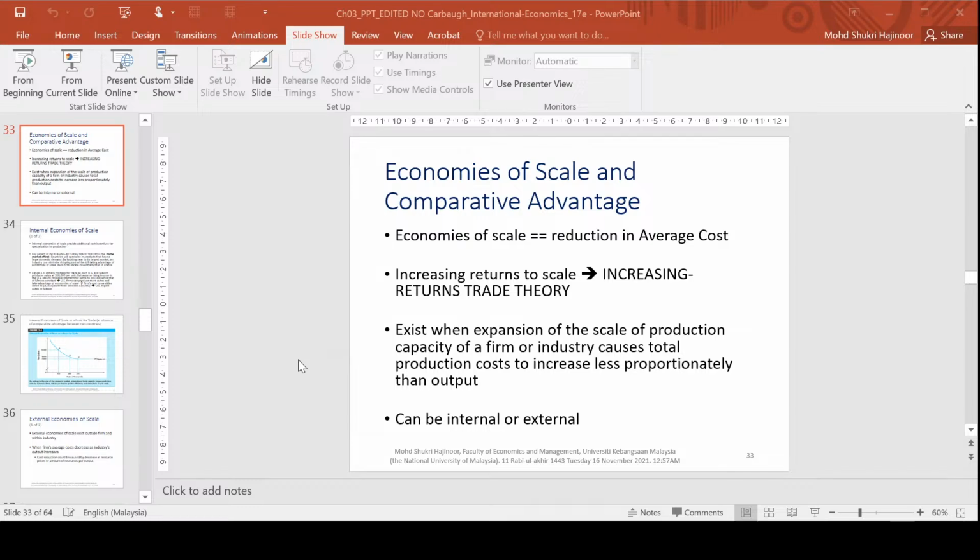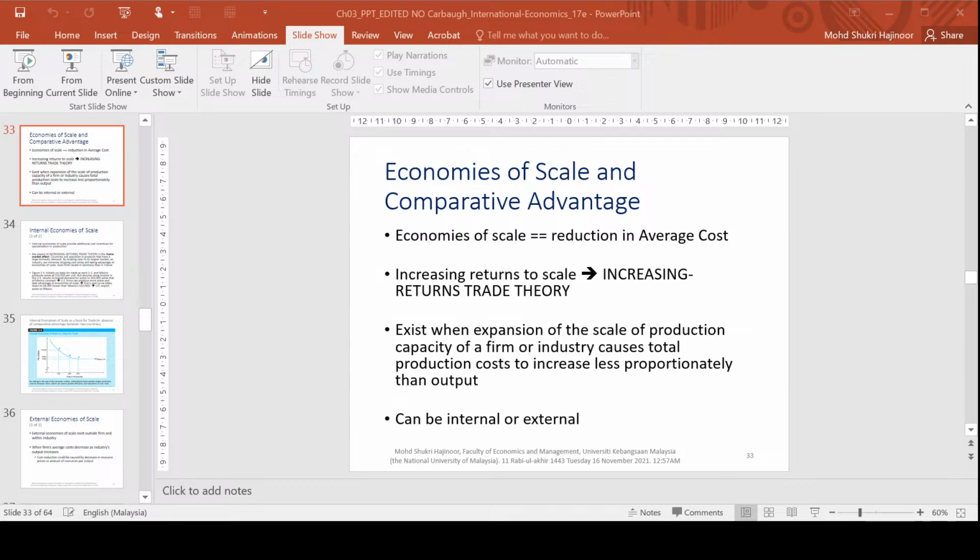Internal economies of scale provide additional cost incentives for specialization in production. With the economies of scale, average cost will be reduced. The cost reduction becomes an additional cost incentive to specialize.